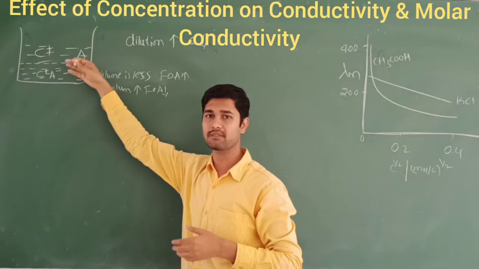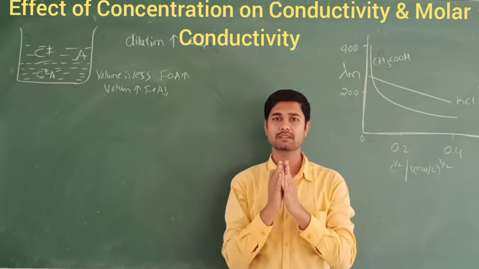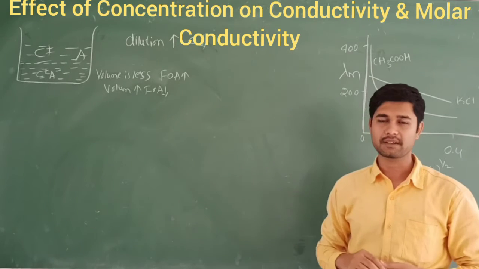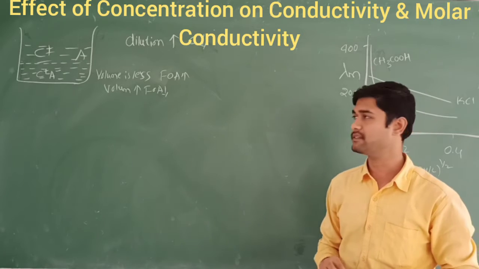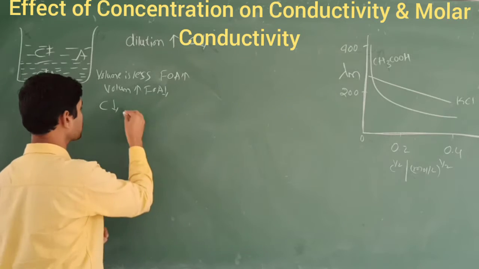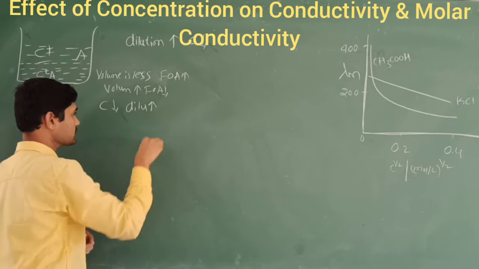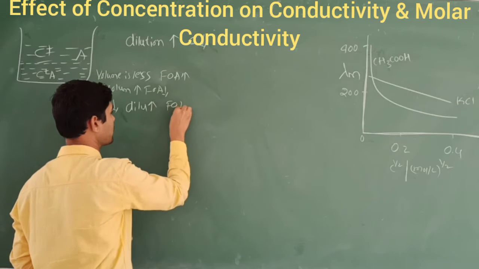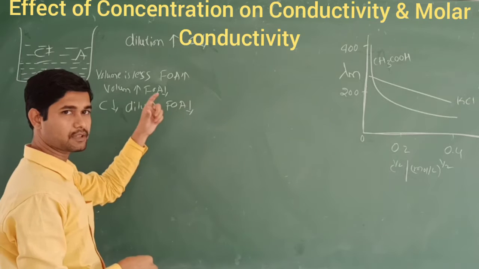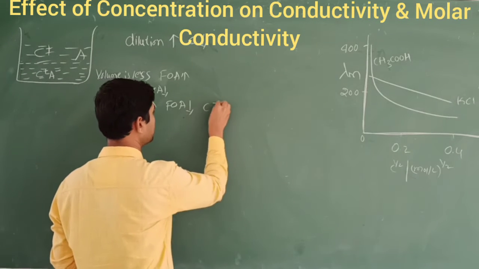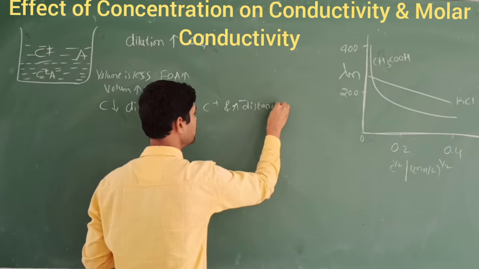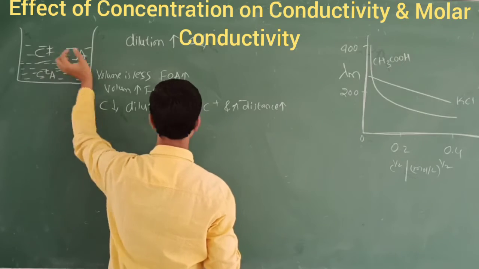Now I am going to add further. The ions are going to get apart, far away from each other. Once again, the force of attraction decreases, and the distance between the cations and anions increases. So the concentration decreases. Dilution increases, concentration decreases, and the force of attraction between the ions decreases, because the distance between the cations and anions keeps increasing.